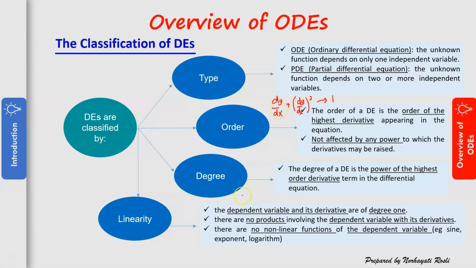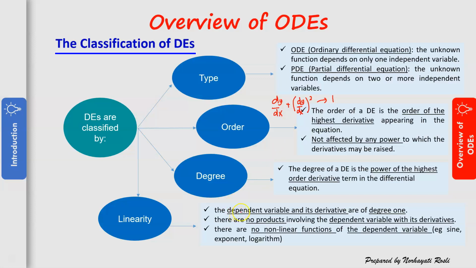The degree. Degree here is the power of the highest order derivative term in the differential equation. If we refer back to this one, the degree for this equation is 2, because the degree refers to the power of the highest order derivative. The highest order derivative in this equation is 1, and the power for this one is 2. So the degree for this differential equation is equal to 2.